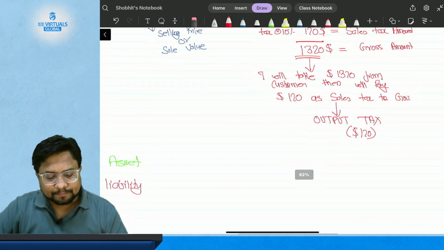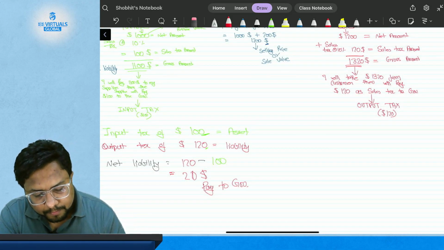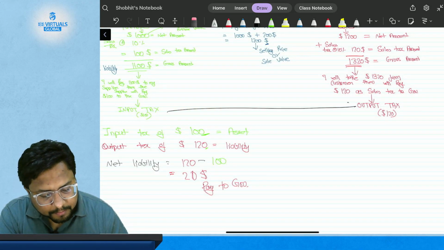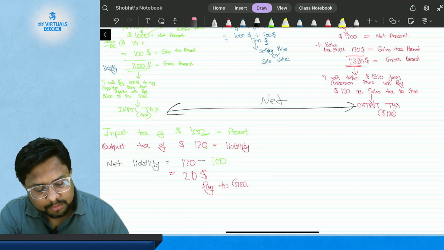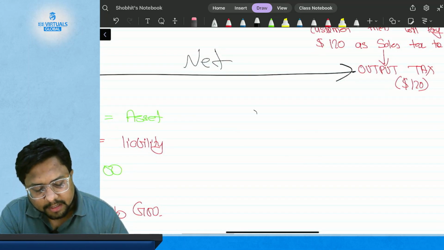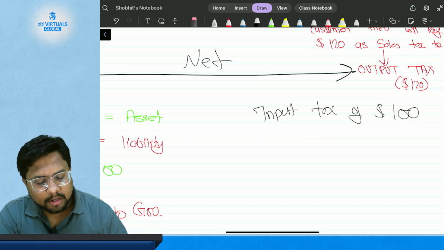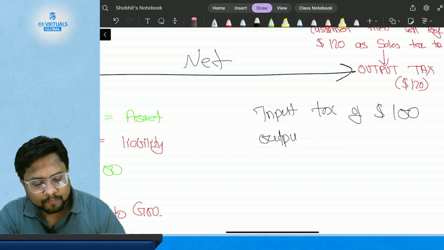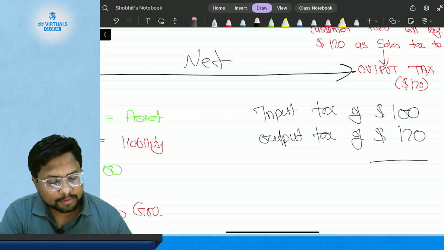And if we do net of both, we will see that there is the input tax of $100 and there is the output tax of $120. So what is your net liability?